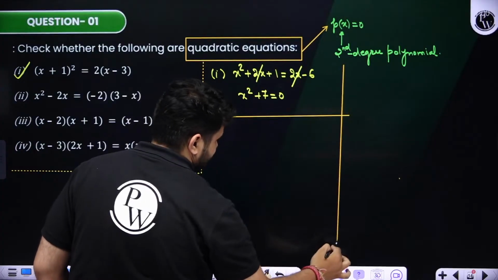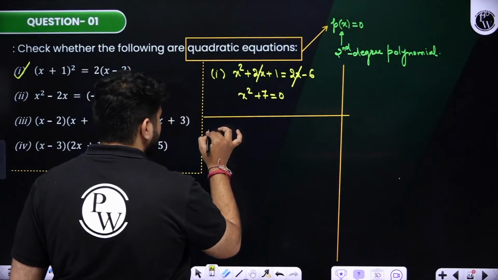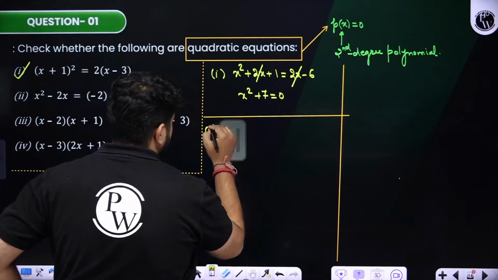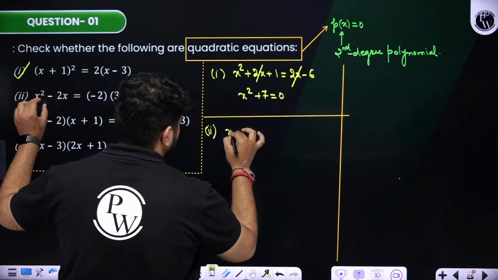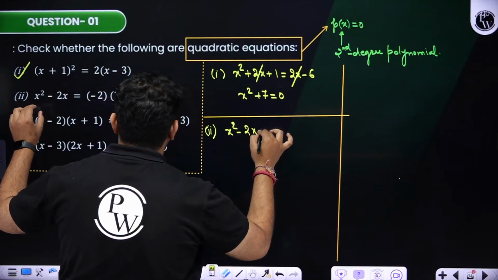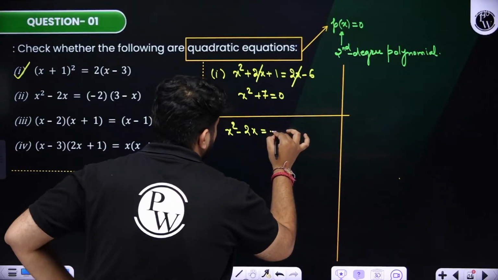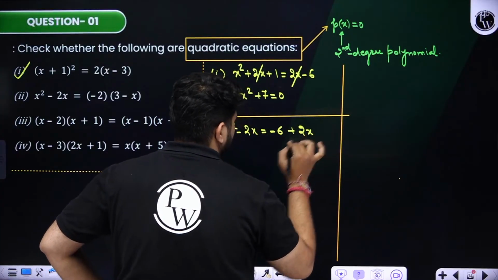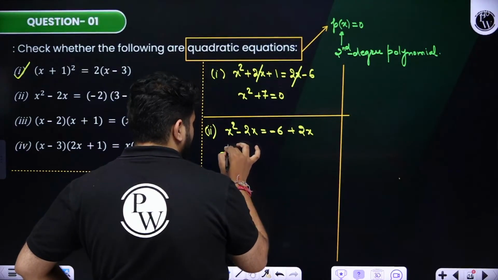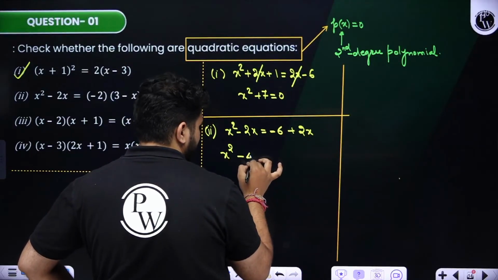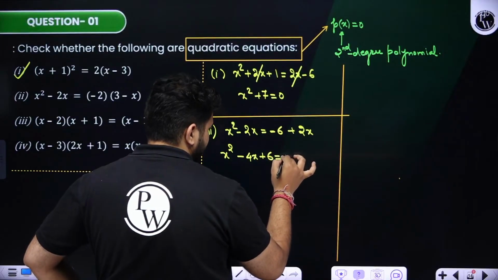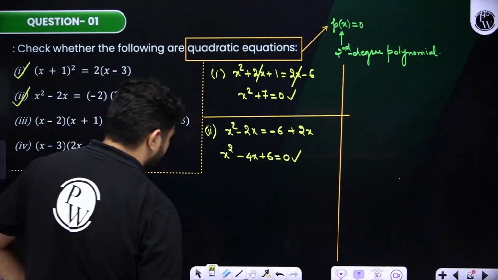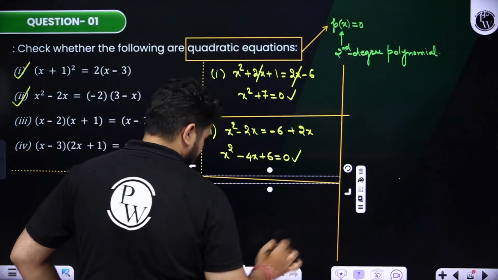Simple, right? Second condition we have x square minus 2x equals, if you multiply, minus of minus 6 gives plus. So x square minus 2x minus 2x, minus 4x, plus 6 is equal to 0. Again this is a quadratic equation. Both are quadratic equations. Let us move on to the third one.